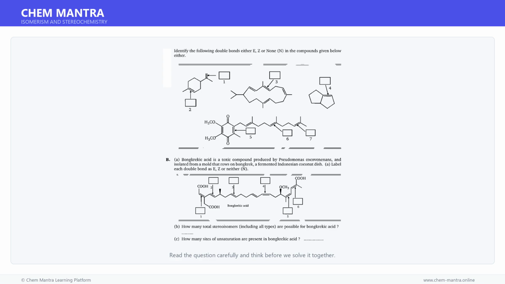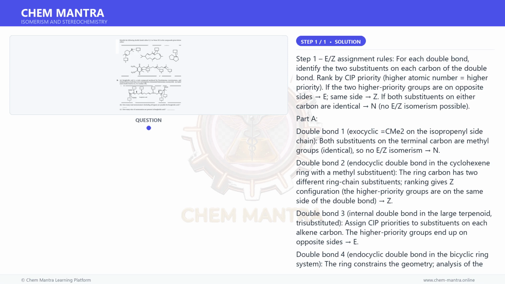Here is a question. Read it carefully and think about the answer. Let us solve it step by step. Let us begin solving this step by step. Step 1 is assignment rules.